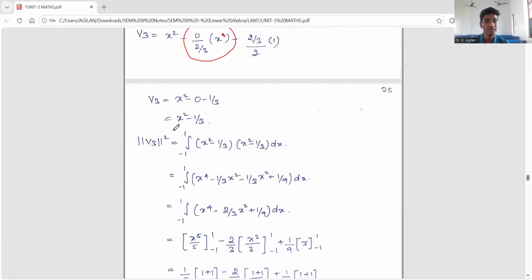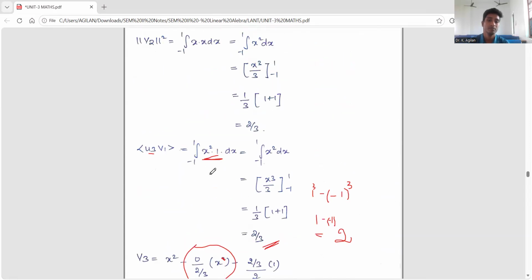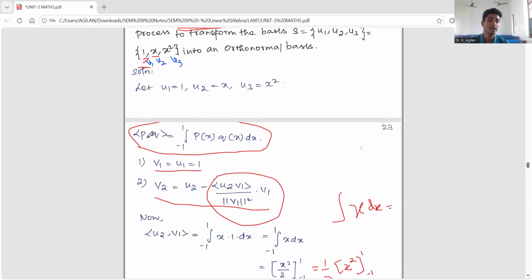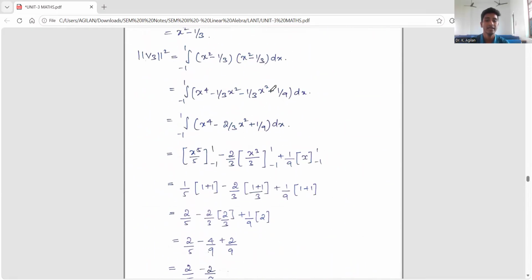If in case they ask to find norm of V3 square, again we know the value of V3, right? V3 is x square minus 1 by 3. So substitute V3 comma V3 into the inner product. So inner product of p of x, q of x, p and q we have formed. So substitute in this form, integral format, and we can get this result.